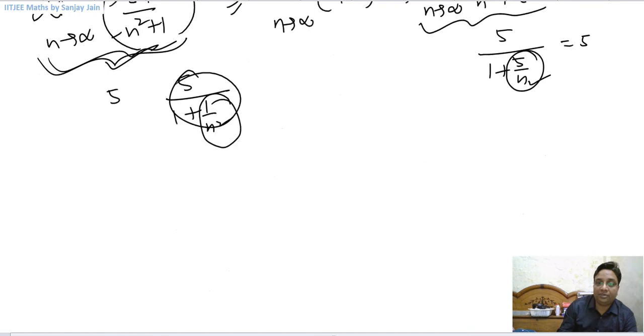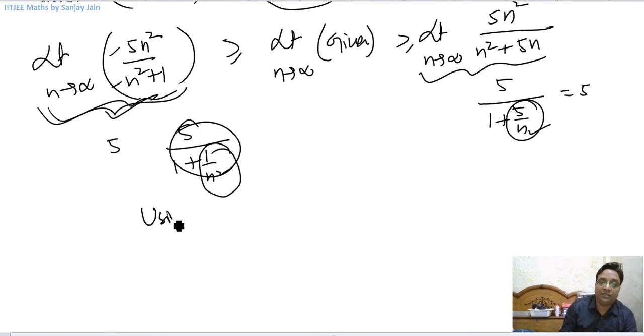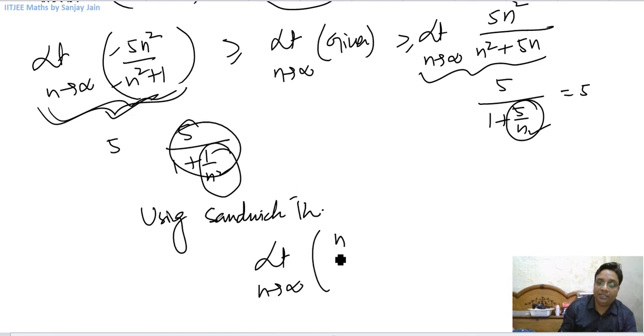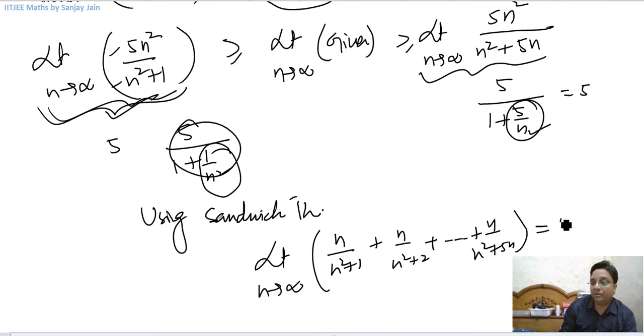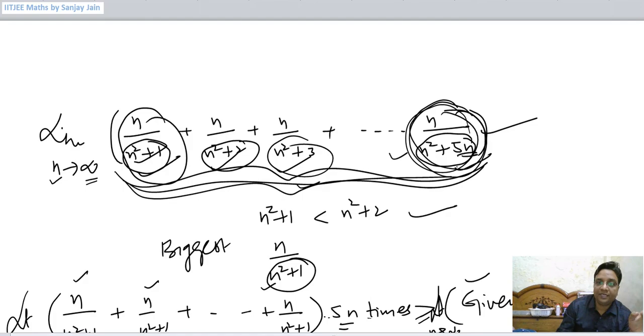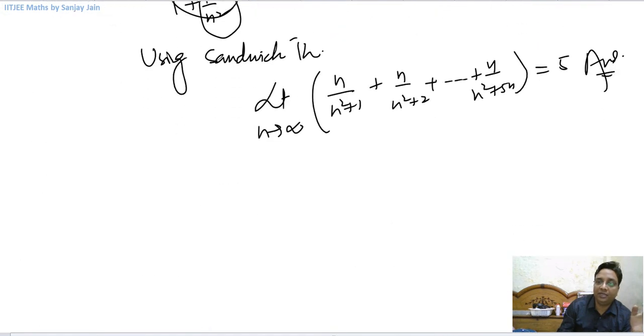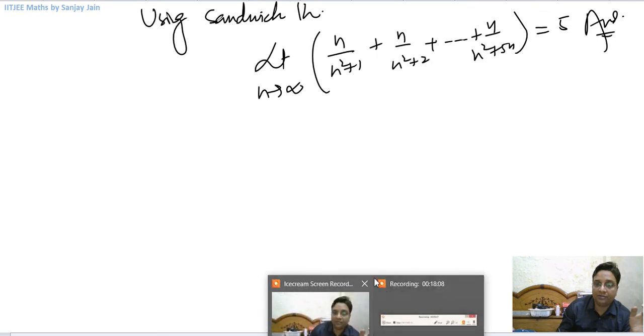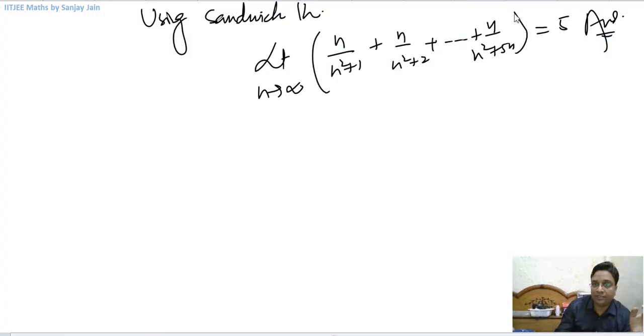So using the sandwich theorem, we can say the limit n tends to infinity of the given expression is nothing but equal to 5. So this is how you can use the sandwich theorem to solve questions which cannot be solved otherwise. Even if it can be solved otherwise, it might be a difficult solution. The sandwich theorem gives a simple solution to this question.